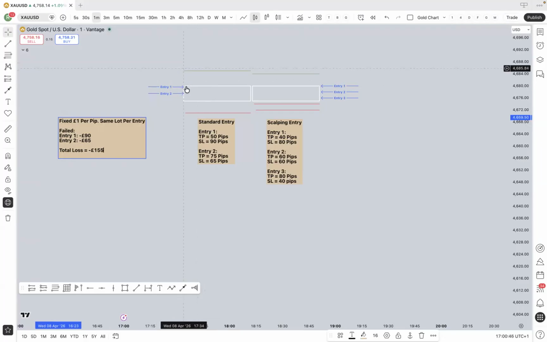So price comes in, activates both your levels and hits our stop loss level. Okay, so £1 per pip, same lot size per entry. Okay, so that means that the equivalent of £1 per pip from here and £1 per pip from here will give you £155 loss.